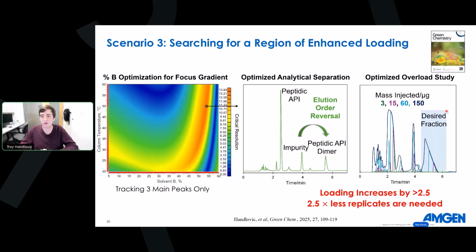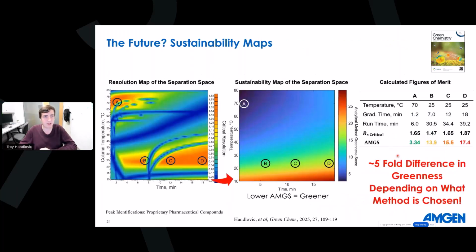And now, as we're loading, in this case, 2.5 times more, and we could probably even go above that, we see that it's very easy to collect the desired fraction. And all of the other peaks in the front are not really to be concerned with as they're eluting before our desired fraction. So if we increase our loading by greater than 2.5 times, we're doing 2.5 times fewer replicates, and that's a much greener option.